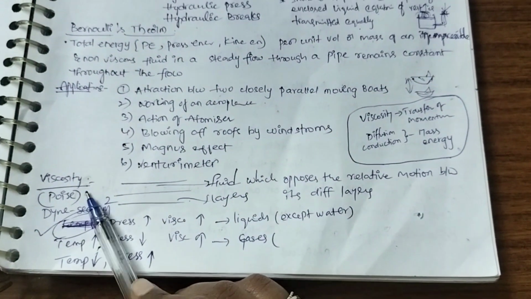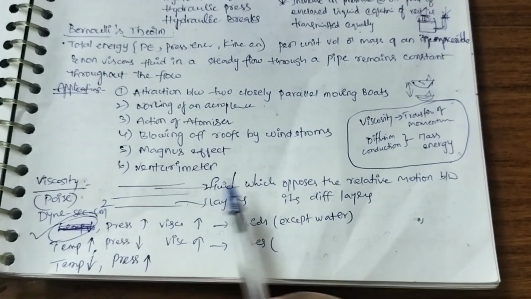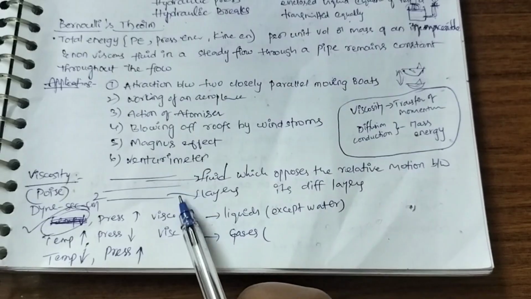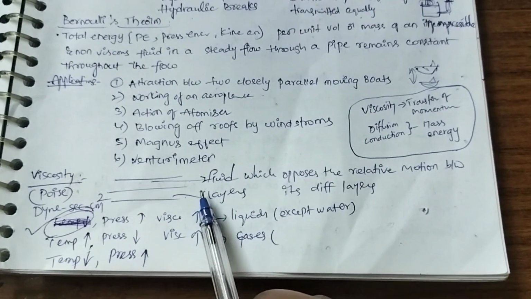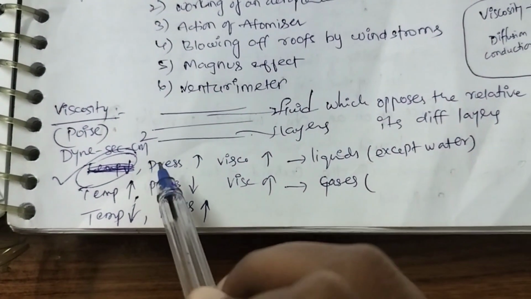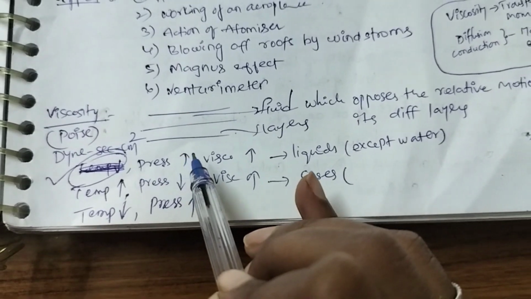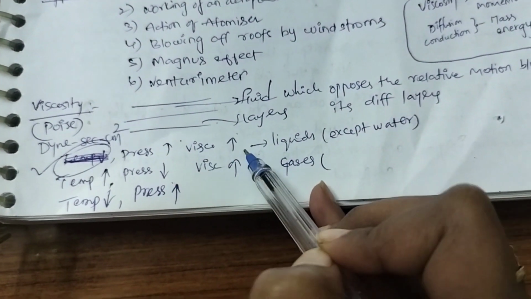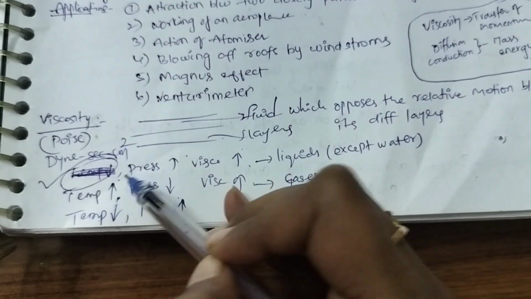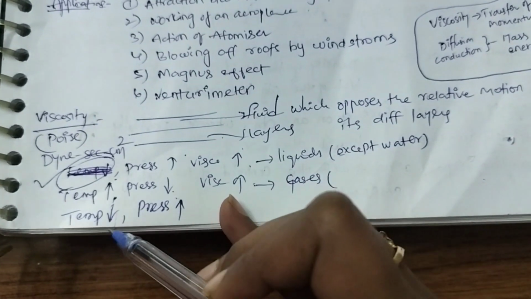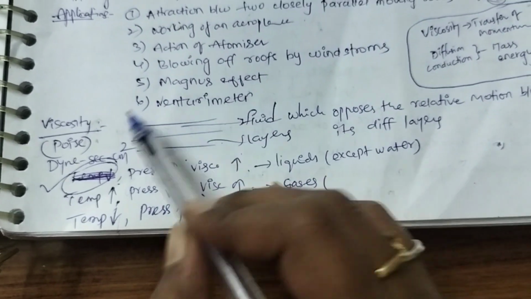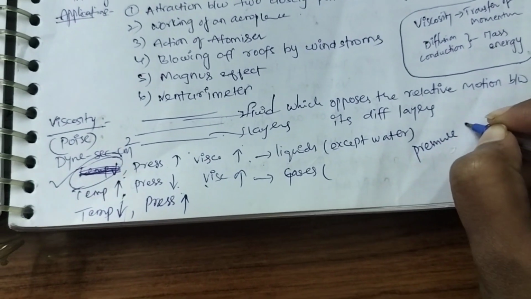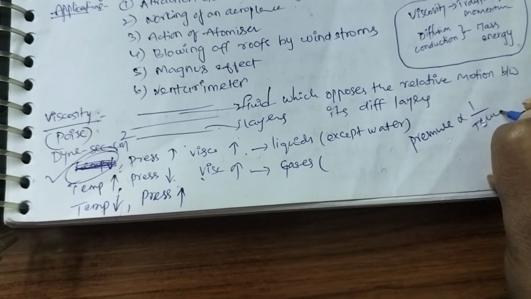What do you mean by viscosity? It is the property of a fluid which opposes the relative motion between the layers present in it. Here these are very important points. If pressure increases, viscosity increases. If pressure decreases, viscosity decreases. If temperature increases, viscosity decreases. If temperature decreases, viscosity increases. What do you understand by this? Viscosity is inversely proportional to temperature.